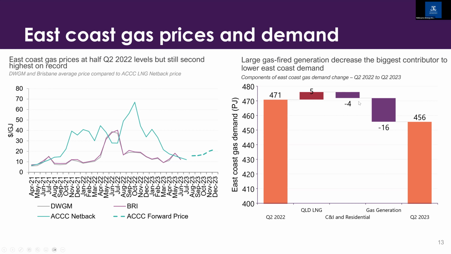Then offsetting those decreases, we saw an increase in the net Queensland LNG supply, so the domestic supply there. I'll cover that a bit more in the next slide. And that's an increase, even though GLNG had a train outage during the quarter, which led to an 11.5 PJ decrease, and their lowest export quarter since Q3 19.